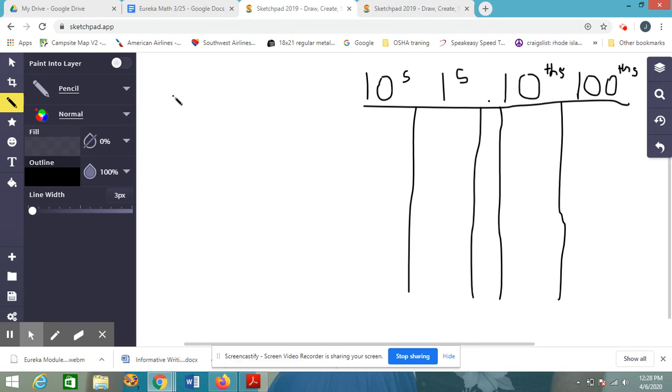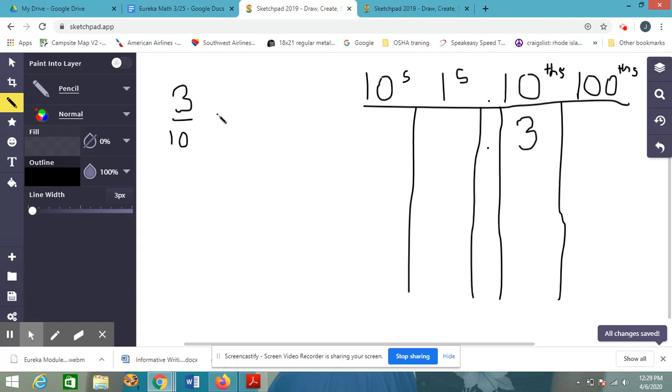Something we had yesterday, something we know we can easily do. So say we have 3/10, and I want to put 3/10 onto my place value chart, just so we can see what it looks like as a decimal. So 3/10. That's easy. Do we have any tens? No. Do we have any ones? No. Got to put our decimal. And how many tenths do we have? Well, we have 3 of them, so that's easy. So if I wanted to convert this to a decimal, I'd have 0.3 or 3/10, 0.3.